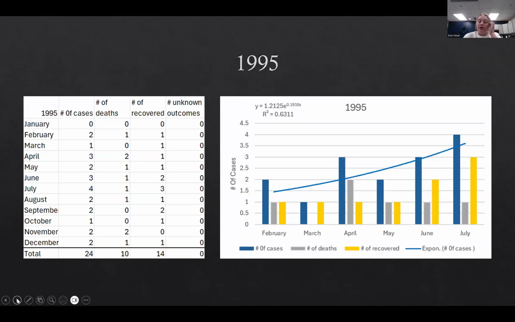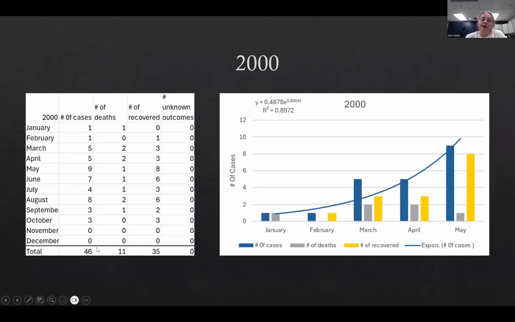1995 is going to be the first year that we look at. Its cases started in February and went until July. There is a nice linear growth from February to July, with a small dip in March. But other than that, there is a pretty steady increase from 2 cases to 4. 2000 had an even better, clear exponential growth from January to May with the height of the infection.